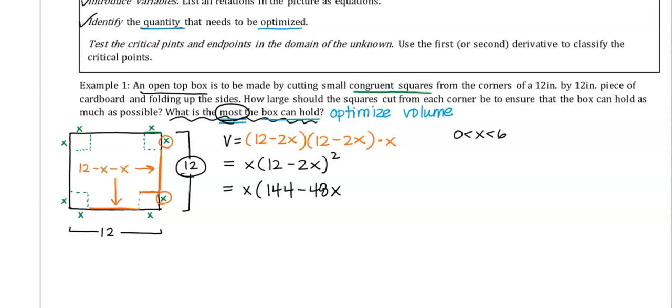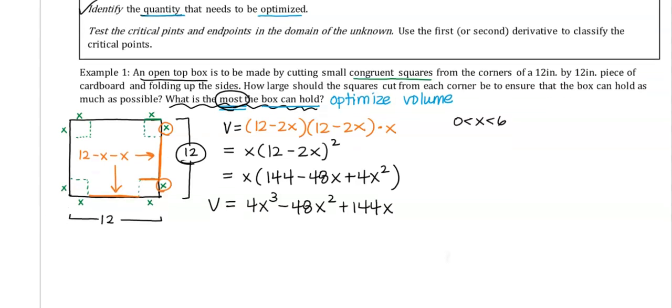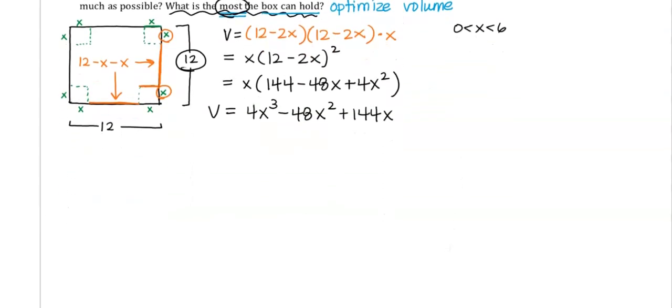So FOILing the (12 minus 2x) squared gives me 144 minus 48x plus 4x squared. I'll distribute that x and rearrange my terms, giving me 4x cubed minus 48x squared plus 144x. So that is our expression for volume. It is dependent on x. I will now differentiate the volume so that we can go and look for our critical values.